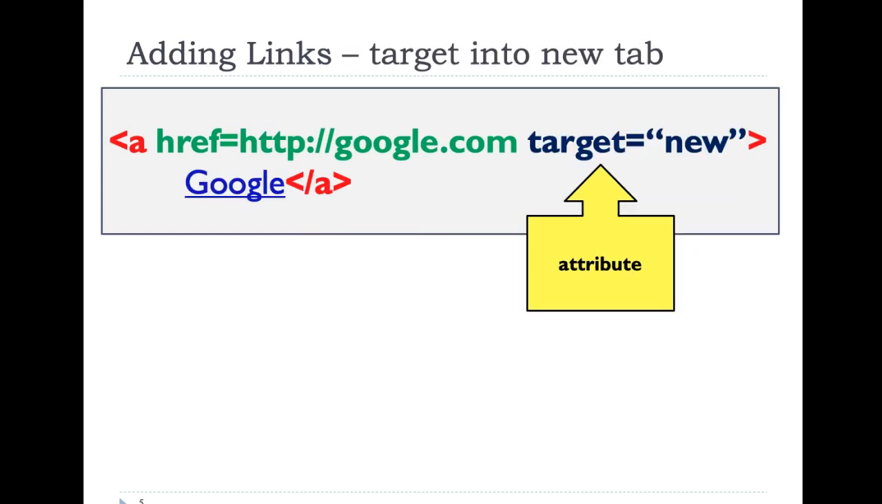So there are some other attributes, target equals underscore new. That would link and open up the target in a new tab. Here we see linking to Google and having new as that element. Now note that there are no quotes around the address here. There really should be. All attributes need quoted values.